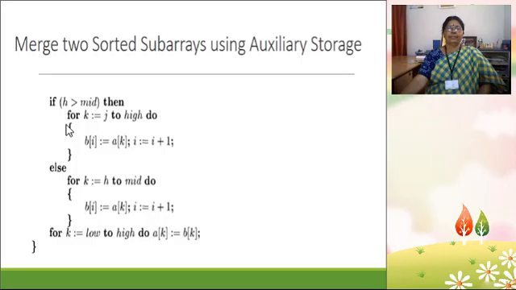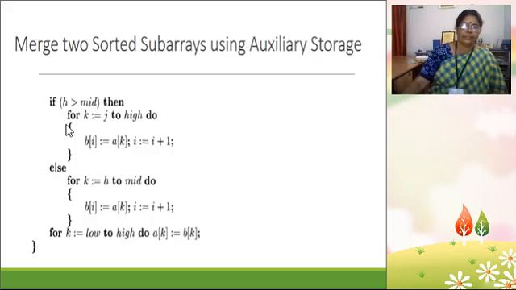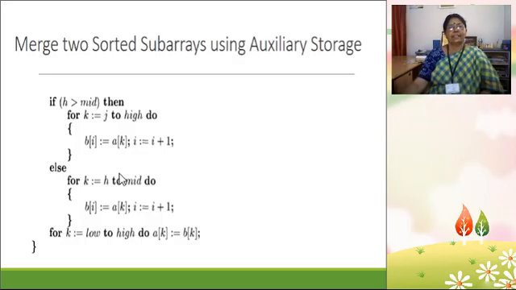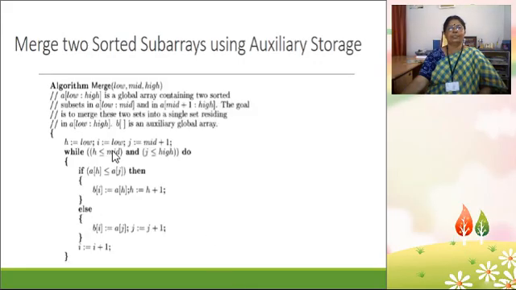Finally, when the first subarray exceeds its upper limit, then the remaining elements from the second subarray will be copied onto the result array B. Otherwise, the remaining elements from the first subarray will be copied onto the result array. At last, we want to have the sorted elements in the original array A itself. So all the elements from the temporary array B will be copied to A. So the algorithm is easy to follow.